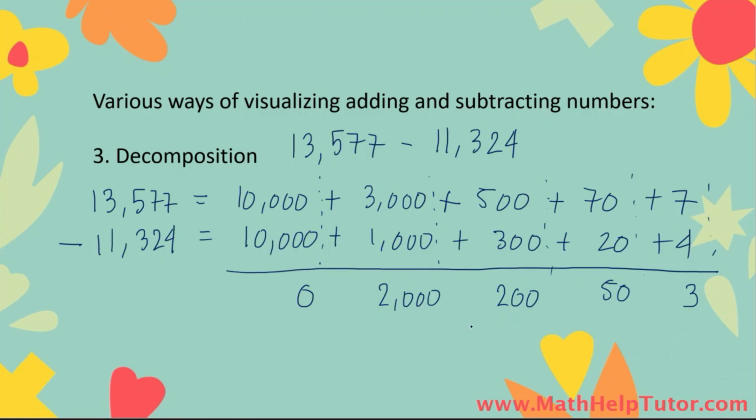So these numbers are actually the values of each of the places of our new number. So we can just put a plus here. And if we add all these together, it gives us the result 2,253, which is the answer to this question. 13,577 minus 11,324 is equal to 2,253.